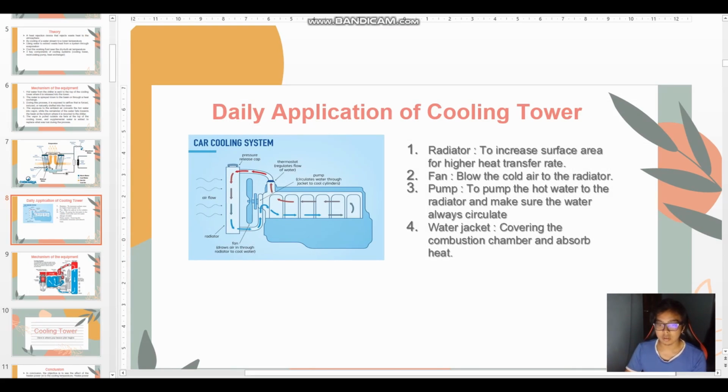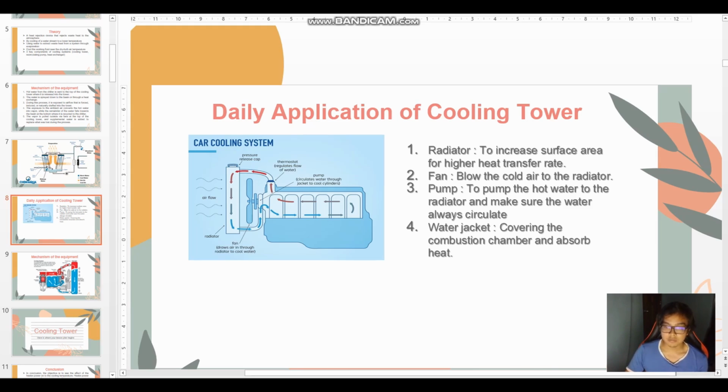Assalamualaikum warahmatullahi wabarakatuh. My name is Haikal Nazmin bin Mazrimi. I will present about daily application of cooling tower. The example of application of cooling tower is car cooling system.